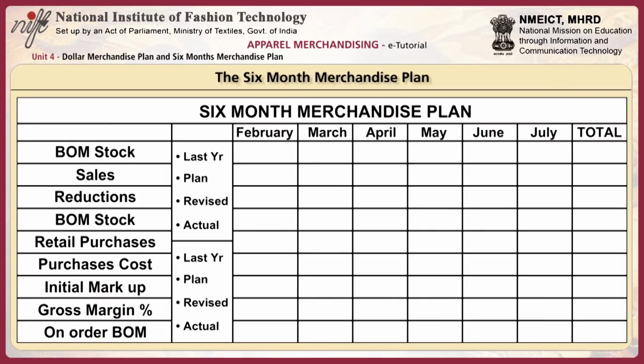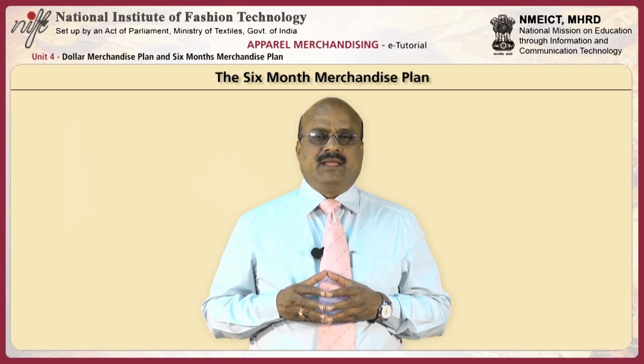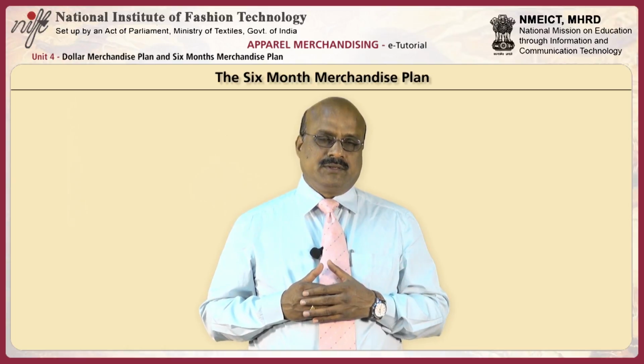The 6-month merchandise plan is a tool that translates the profit objective into a framework of merchandise planning and then control. The main objective of creating this plan is to prepare a month by month purchasing schedule for the retail organization. The primary objective of merchandise planning is profit improvement.